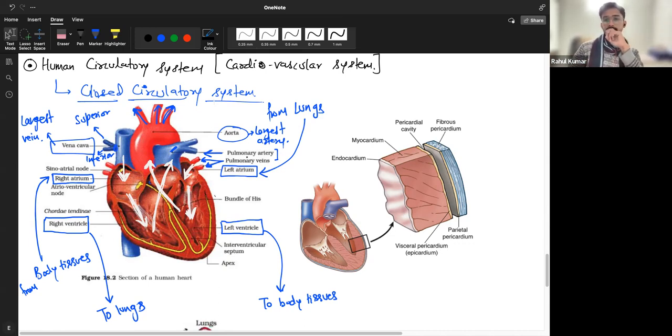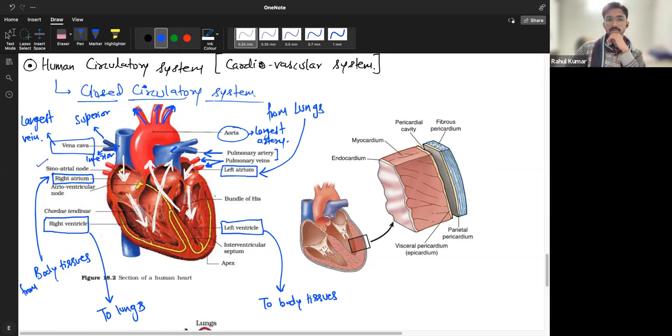Sir, what's the use of valves? Yes, we are coming to other things. We have just finished aorta, vena cava, arteries, veins, pulmonary arteries, pulmonary veins. I'm coming to other things. Okay, sir. Now there are other things marked here.